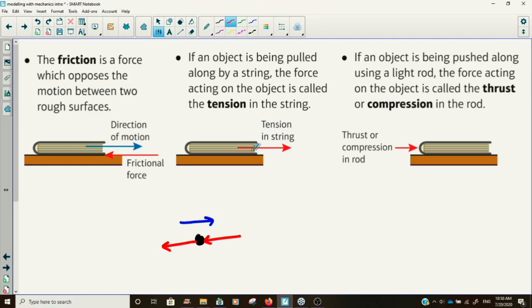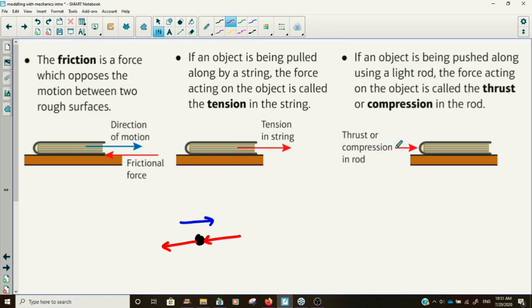If we have a string that's pulling a book along, then the tension is the force that's acting on that book, and it's the tension in the string. So think about the direction the book's moving, and the tension is pulling that book along.